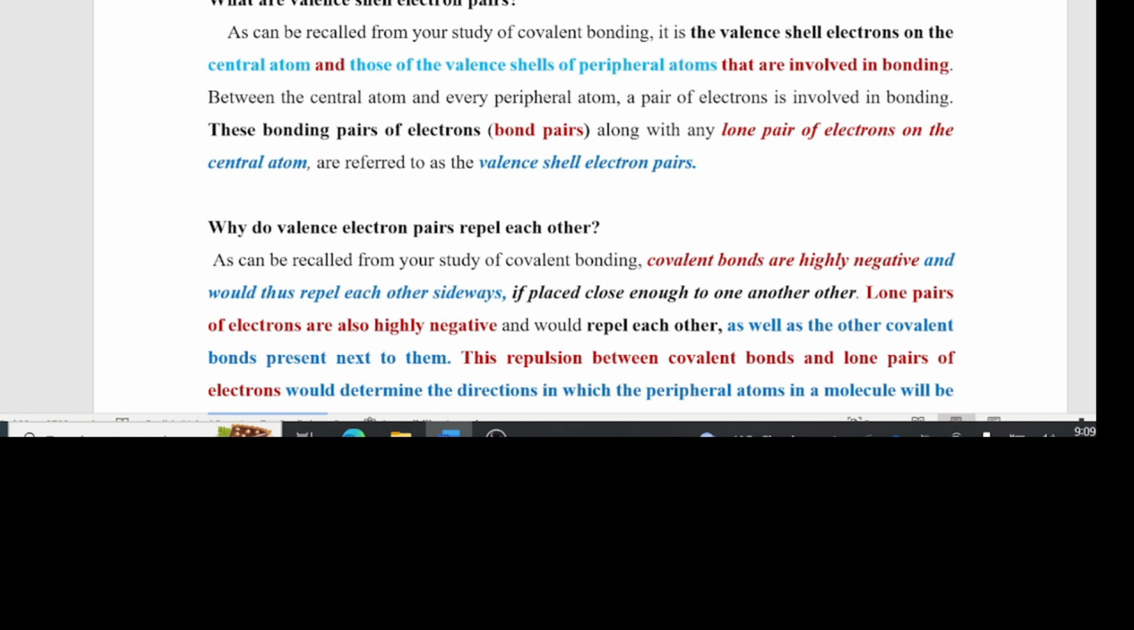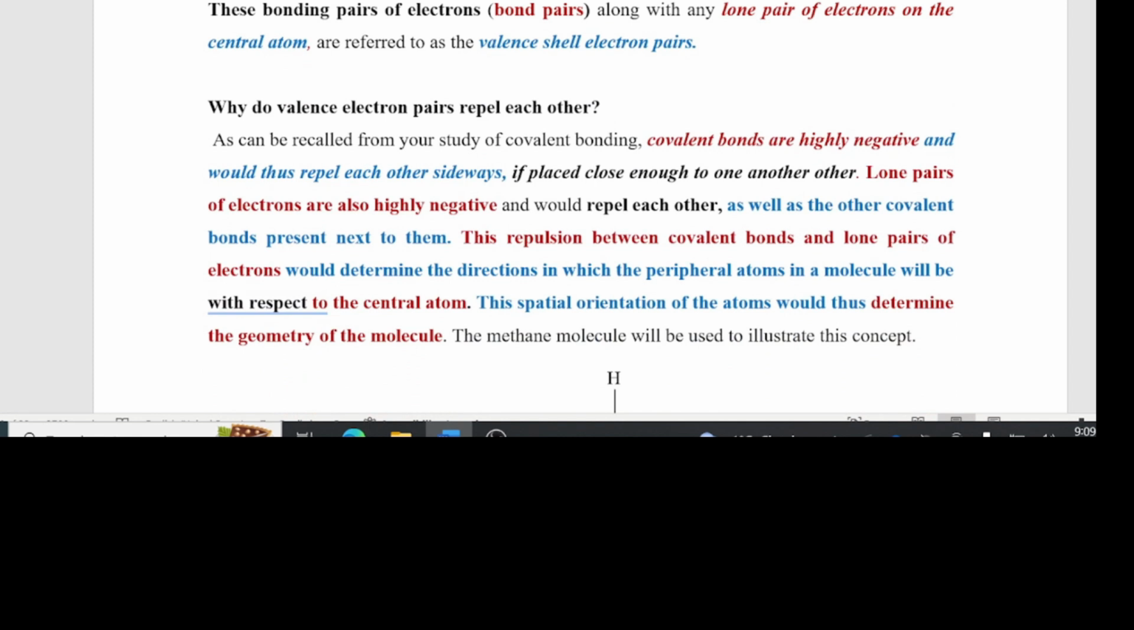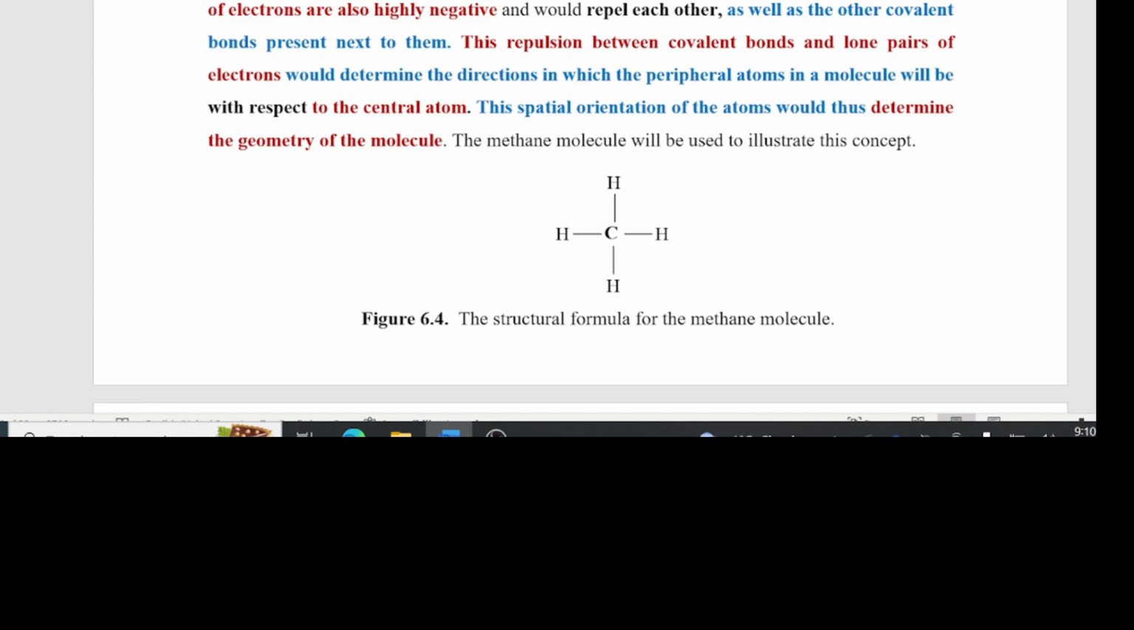Why do valence shell electron pairs repel? I've spoken about that already. Maybe you can read it. As can be recalled from a study of covalent bonding, covalent bonds are highly negative and would thus repel each other sideways if placed close enough to one another. Lone pairs of electrons are also highly negative and will repel each other as well as other covalent bonds present next to them. This repulsion between covalent bonds and lone pairs of electrons will determine the direction of the peripheral atoms in the molecule with respect to the central atom.